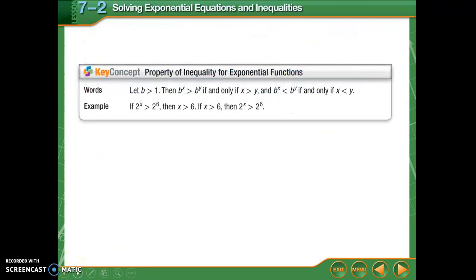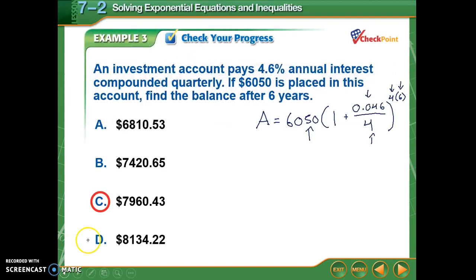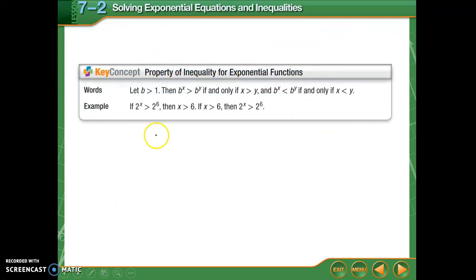All right, last part of this section is inequalities with exponential functions. So up until now we've been doing exponential equations. Notice that the compound interest formula is an exponential equation because our variable t, which is usually like our x value, is in the exponent. So when I have inequalities, it works basically the same way.